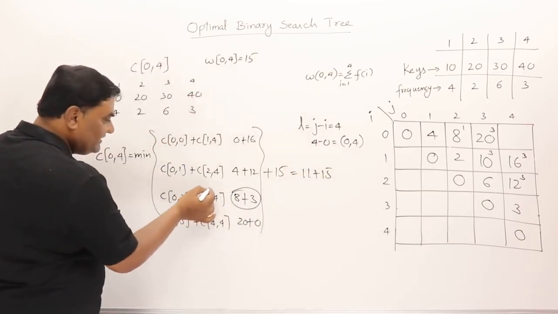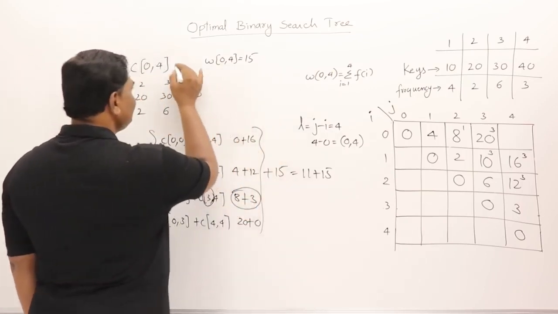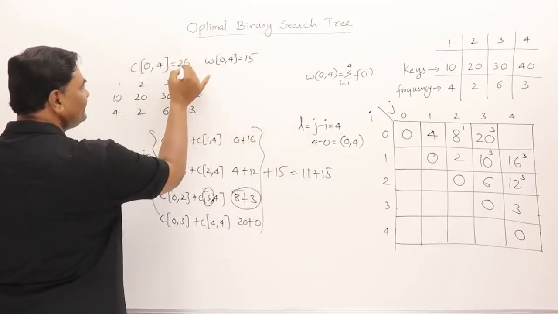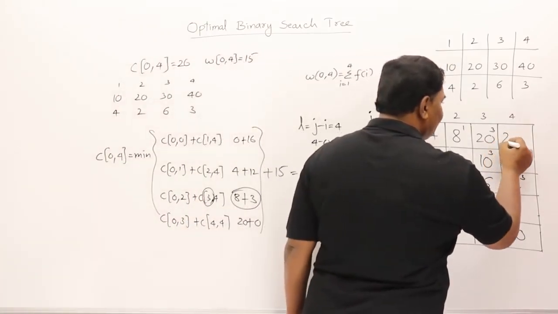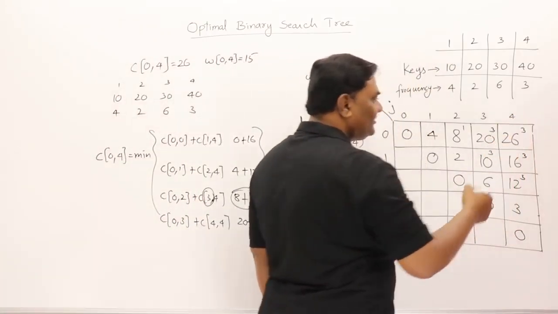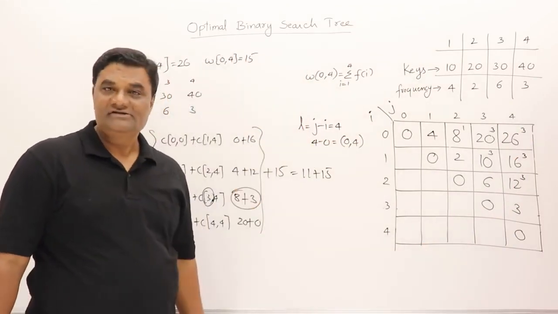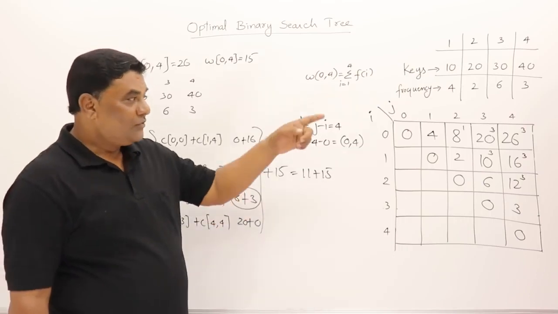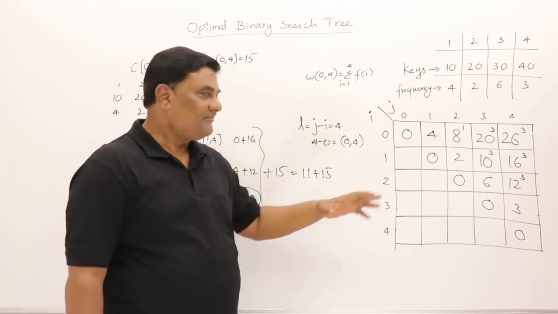And who is the root here? 3 is the root here. So the cost is 26 and 3 is the root. So the cost of the optimal binary search tree is 26 and the root is 3. Now I have to generate a tree. Let us generate a tree from this data.